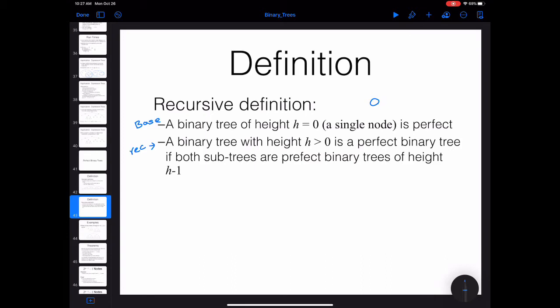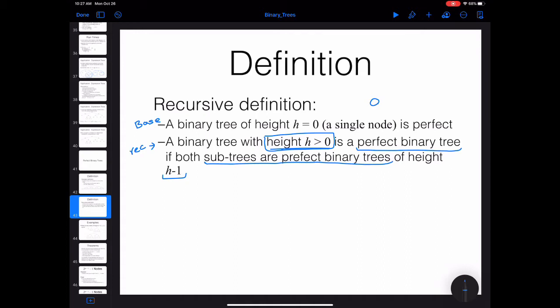Then the recursive part is telling me that a binary tree of height h greater than 0 is going to be a perfect binary tree if it has exactly 2 subtrees and both subtrees are perfect binary trees, and not only that, the height of both of them should be h minus 1. So if you have a perfect binary tree of height h, it needs to have 2 subtrees, both of them should be perfect, and the height of both of them should be h minus 1.